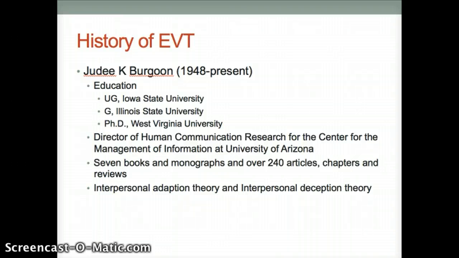Currently, Ms. Burgoon is the Director of Human Communication Research for the Center for the Management of Information at the University of Arizona. She has authored or co-authored 7 books and monographs, and over 240 articles, chapters, and reviews related to nonverbal and relational communication. In addition to the expectancy violations theory, Ms. Burgoon has also studied the interpersonal adaptation theory and the interpersonal deception theory.